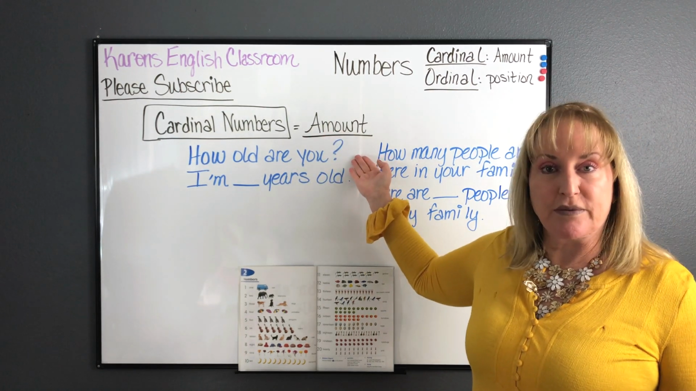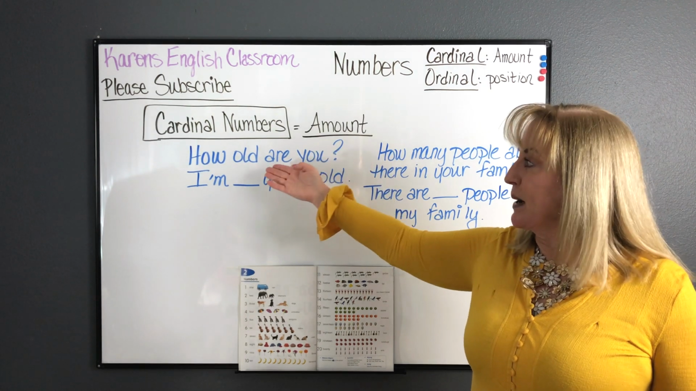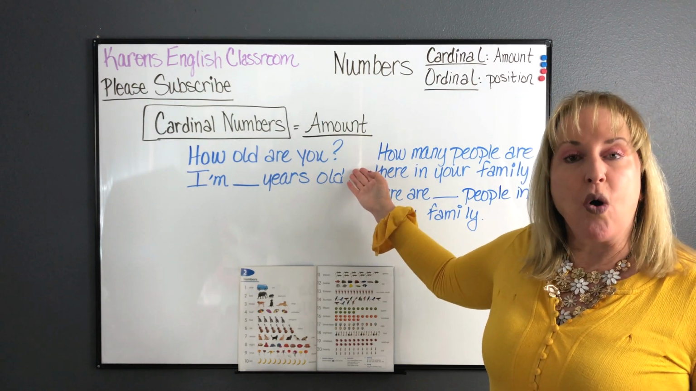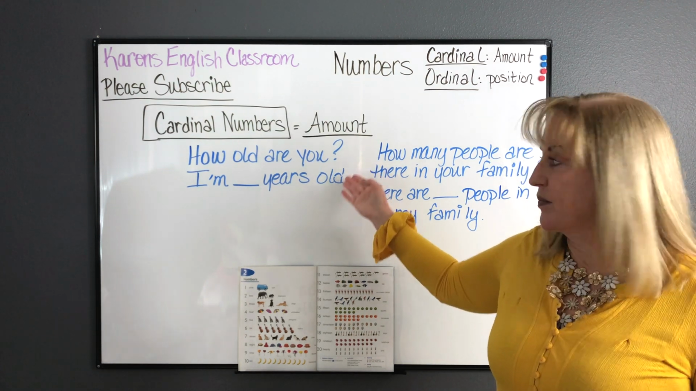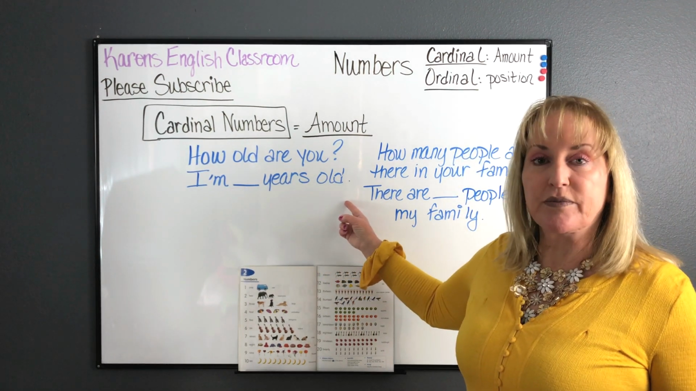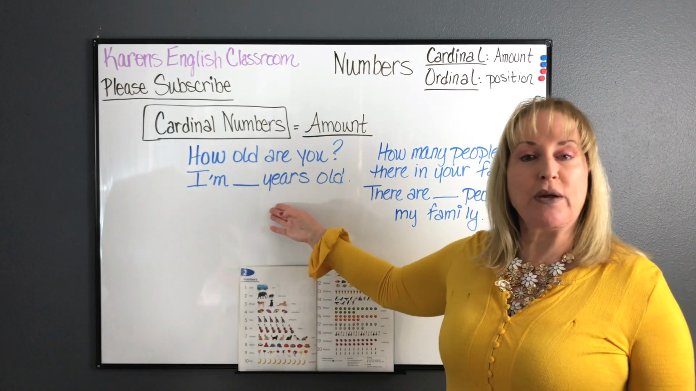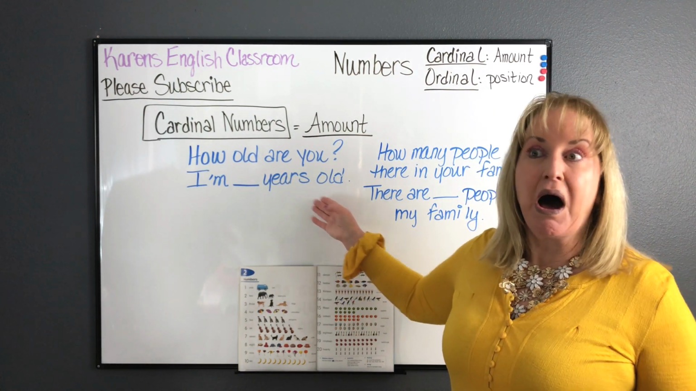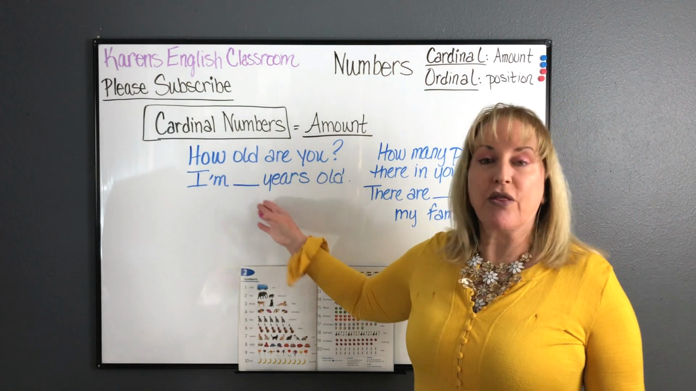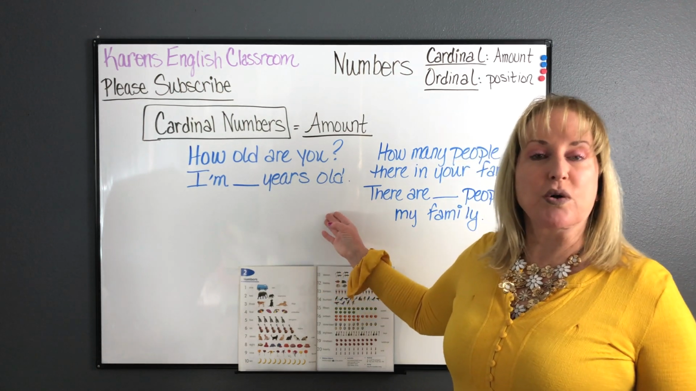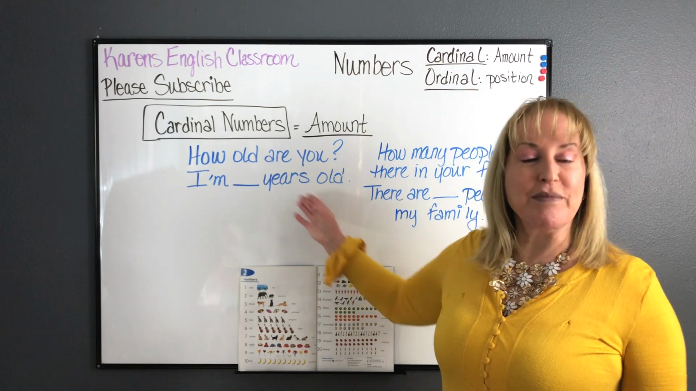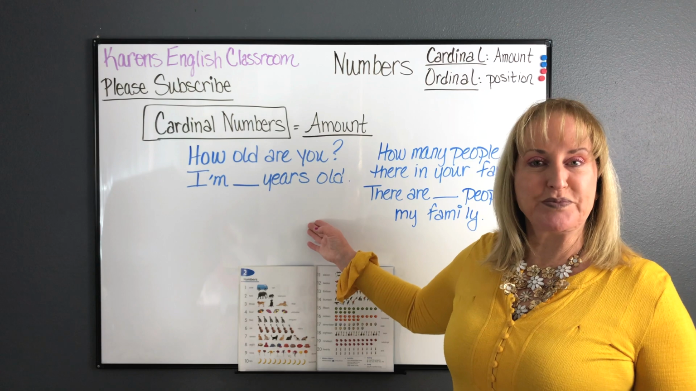The amount. So for example, how old are you? I'm 21 years old. I'm 30 years old. I'm 10 years old.